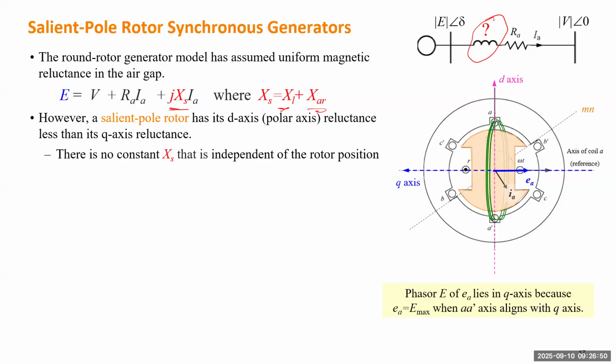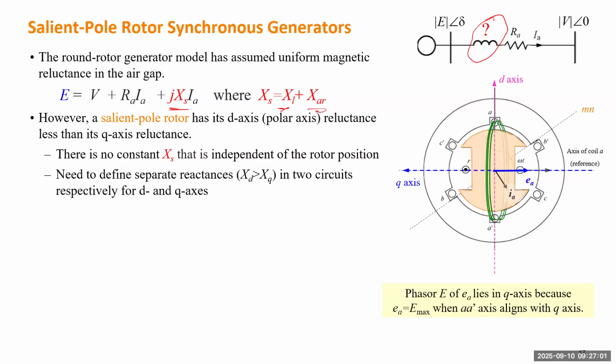So there's no constant reactance, or singular reactance, that is independent of rotor position. We have to consider at least two positions of the rotor, so we need to define separate reactances, XD and XQ. XD usually is bigger than XQ, because XD has a smaller air gap in the D axis, and XQ has a bigger air gap. The bigger air gap means smaller inductance and smaller reactance.